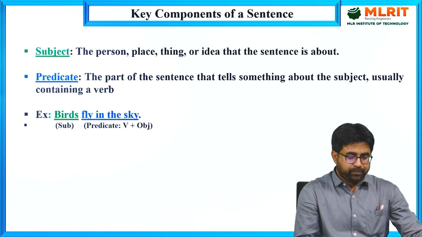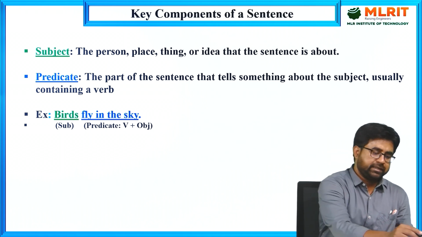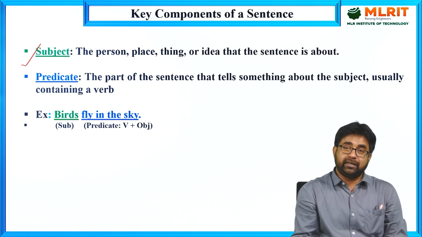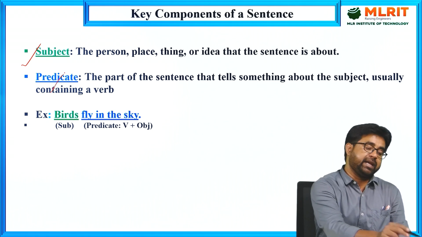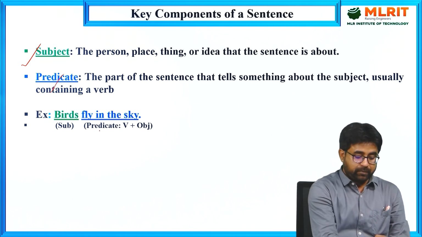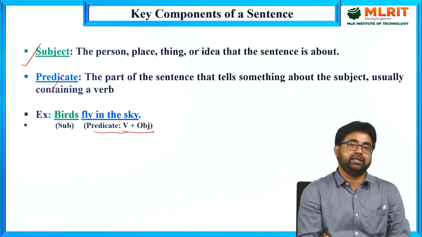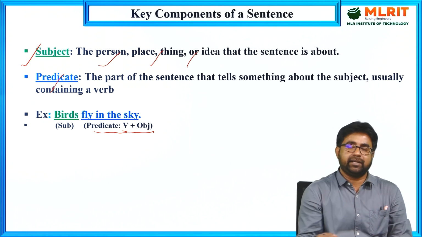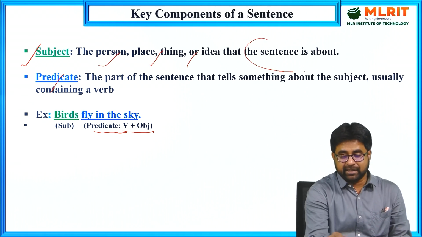So let's see the key components of a sentence. Let's discuss the key components of a sentence. I already told you that a sentence consists of a subject and predicate. Predicate is like verb plus object, you can see here. So what is subject? The person, place, thing or idea that the sentence is about.